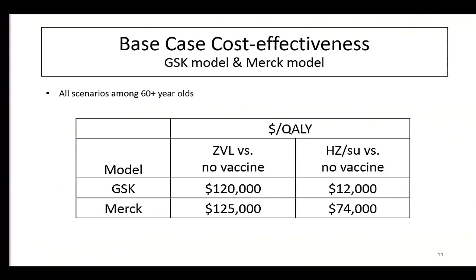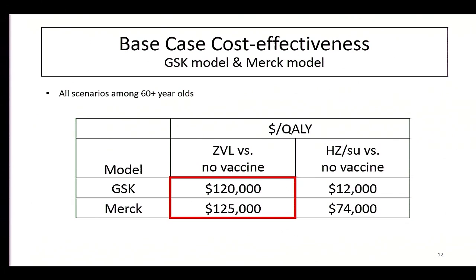So our base case results for the cost effectiveness from these two models. We've got on the left-hand side the identification of the model, GSK and Merck. This is the live vaccine versus no vaccine scenario. And then the third column is the subunit vaccine versus no vaccine scenario.